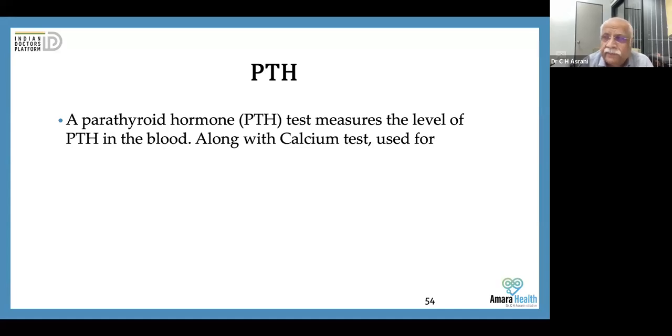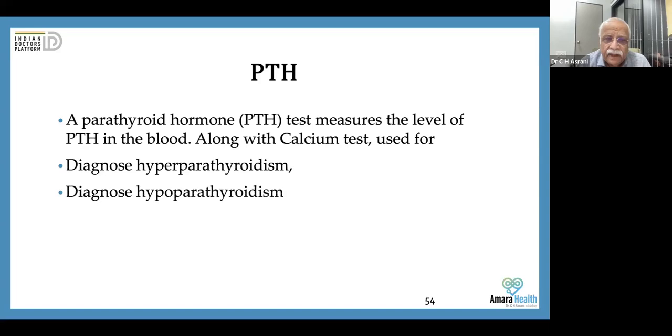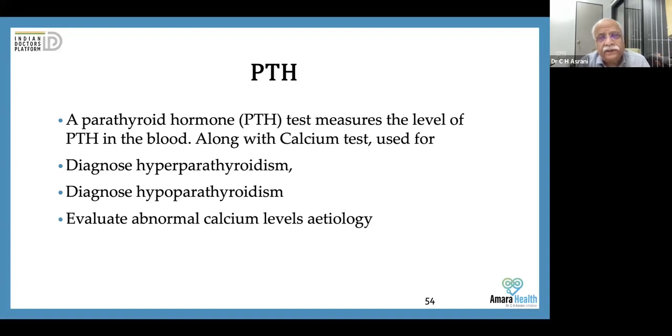So along with the calcium test, it is used for diagnosing hyperparathyroidism, diagnosing hypoparathyroidism, and evaluating the etiology of an abnormal calcium level. Why are the calcium levels low? Because we know now they go hand in hand. And to monitor kidney disease, especially chronic kidney disease, you have to do parathormone regularly, once in 6 months maybe.